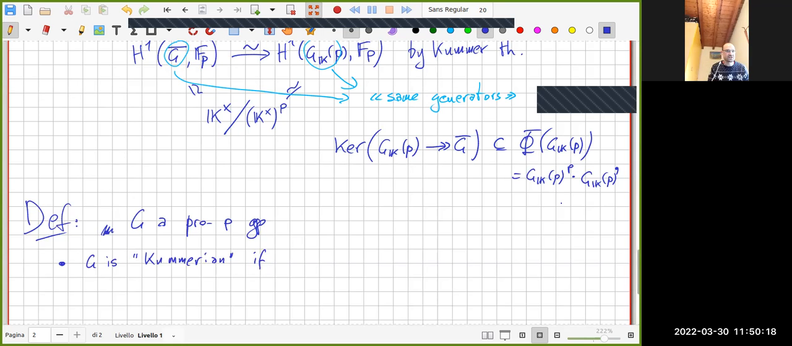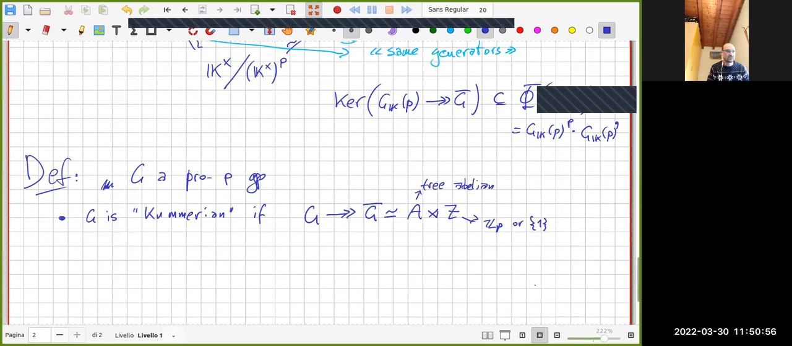if the following conditions are satisfied. G has an epimorphic image, G bar, which splits as a semi-direct product as the Galois group above does, where A is free abelian and Z is either cyclic or trivial. And the kernel of this epimorphism is contained in the Frattini subgroup of G.